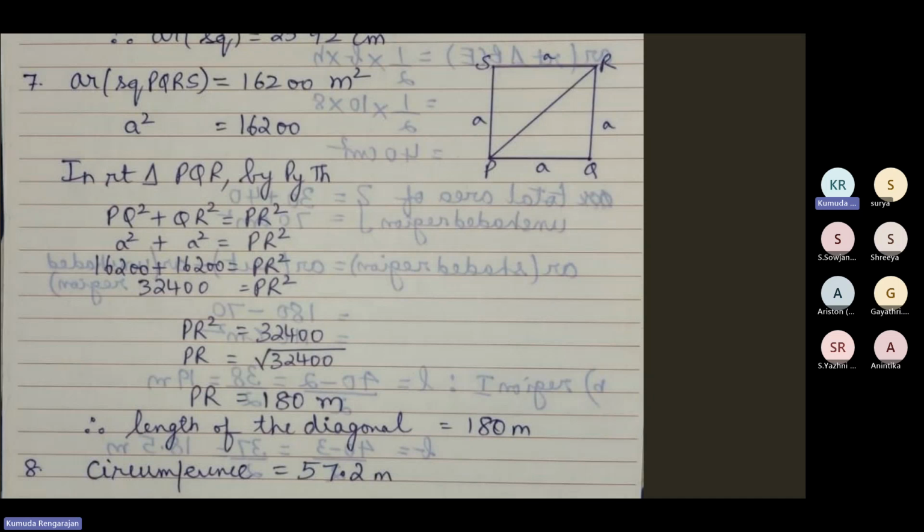A square is 16,200, not A. A is the side of the square. We are given the area. That means A square we are given as 16,200.